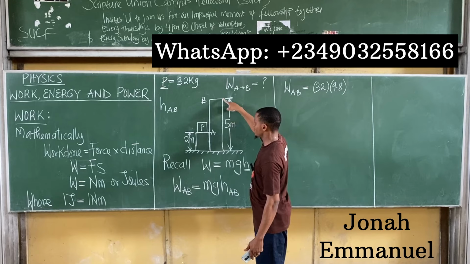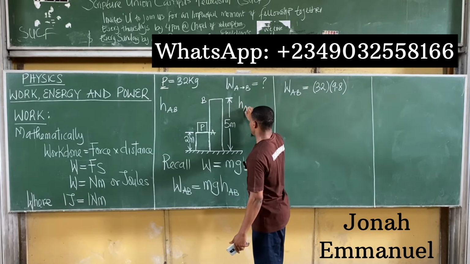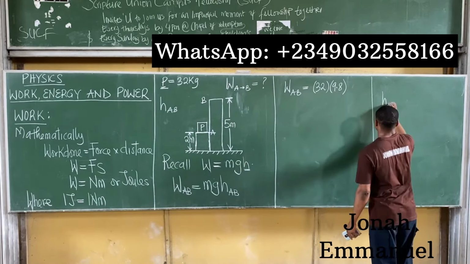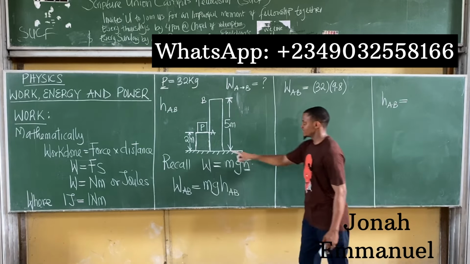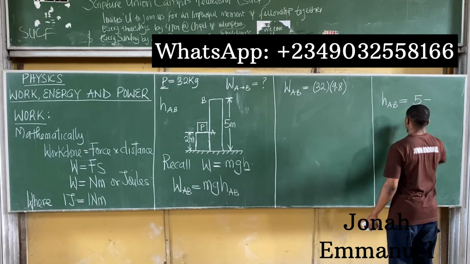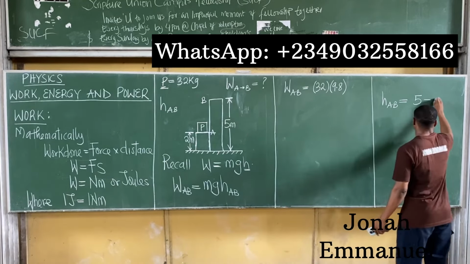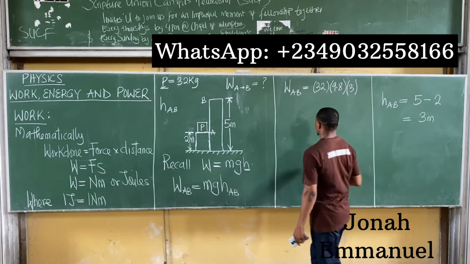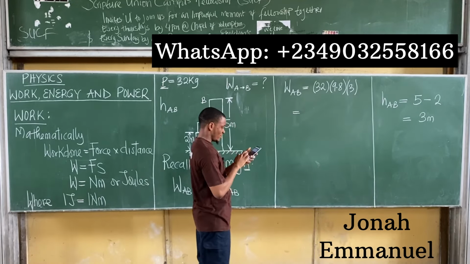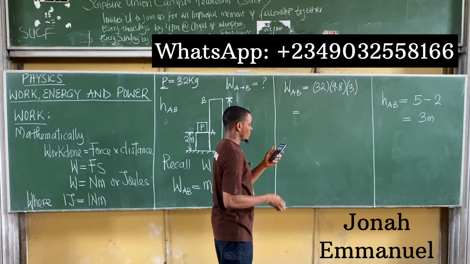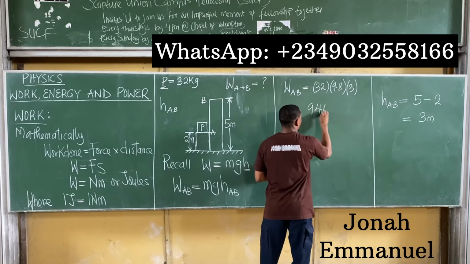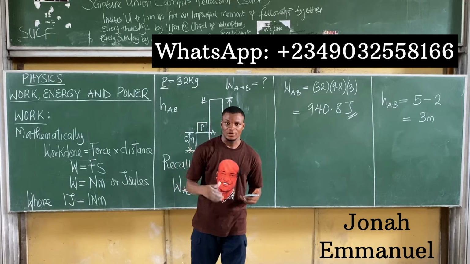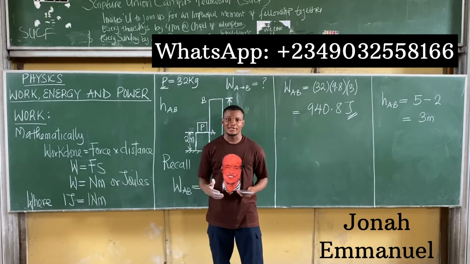That's this distance from here to here. It's as easy as subtracting from the total distance. So I'm saying HAB is equal to the total distance from here to here, which is 5, minus the distance from here to here, which is 2. 5 minus 2 gives 3 meters. That means HAB is equal to 3 meters. From here, if I multiply, this becomes 32 times 9.8 times 3, and this gives about 940.8. Work done is measured in joules, so I have 940.8 joules. All right, so that's the concept about work. Let's look at the next concept, which is energy.